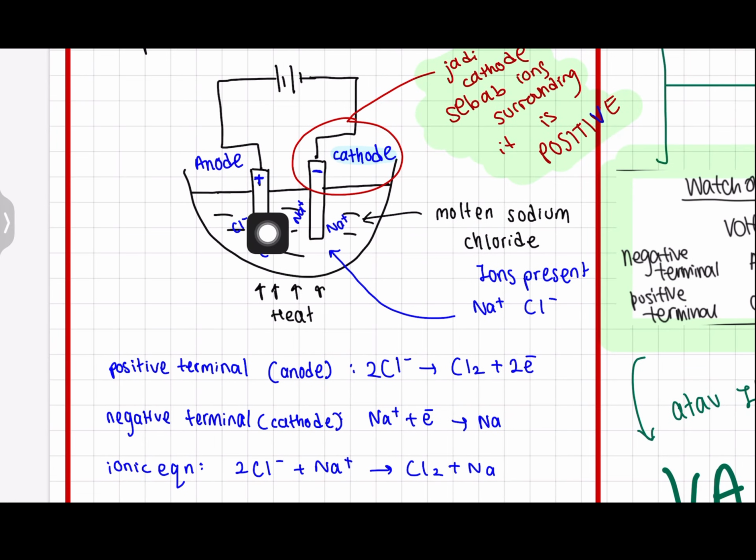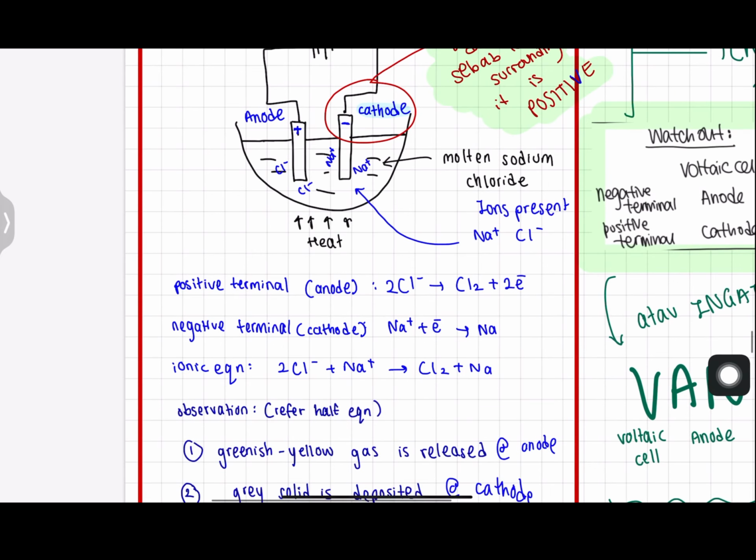So the positive terminal is the anode, and as you can see, what are the charges over there? The ions that are attracted to the terminal are chloride ions, and they're getting discharged, right? So you just write your half equation for it. And then from your half equations, you can form your ionic equation. Make sure the electrons are the same. So this is wrong because I am supposed to times this part by 2. So what you'll get eventually is 2Na+ and 2Cl-.